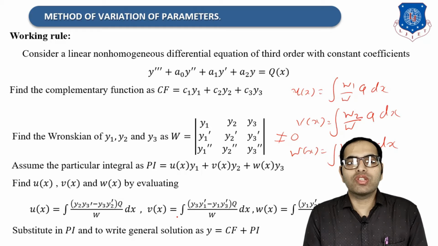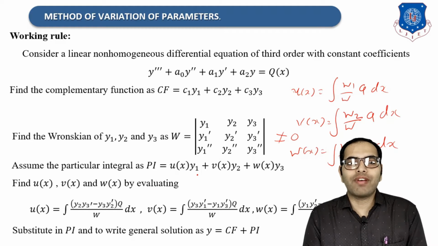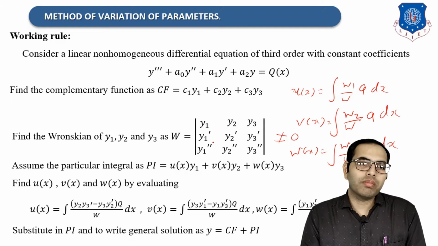Here we use v(x) equal to integral of (y3 y1' minus y1 y3') into q upon W dx. Similarly, w(x) equal to integral of (y1 y2' minus y2 y1') into q upon W dx. Now substituting all these in yp, the general solution is CF plus PI.